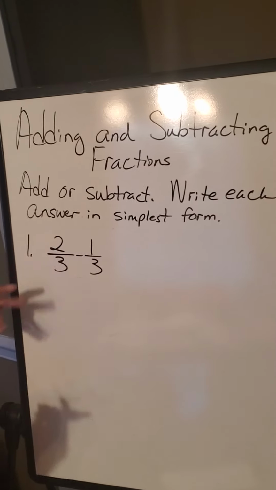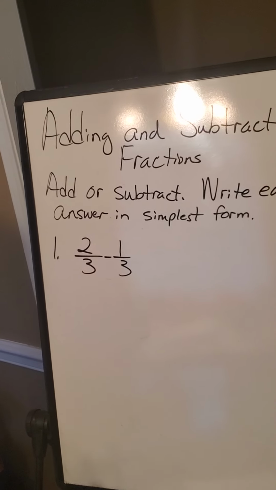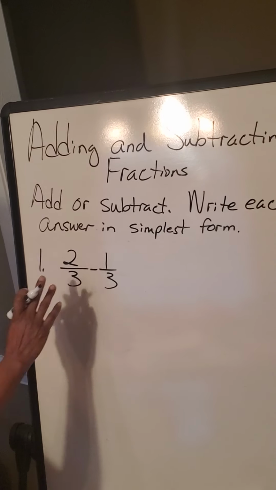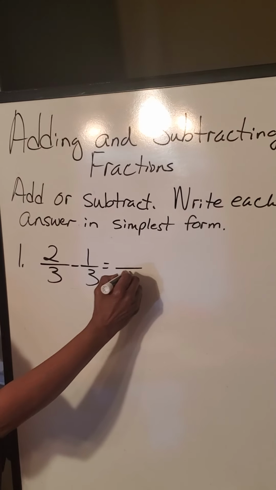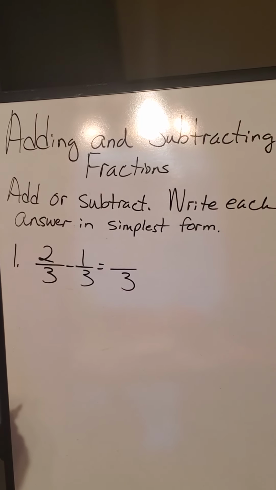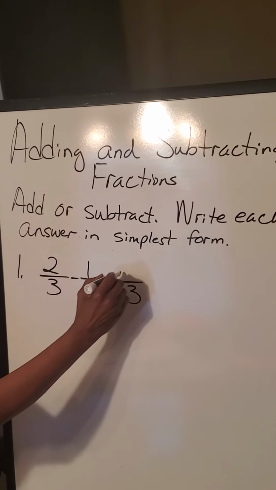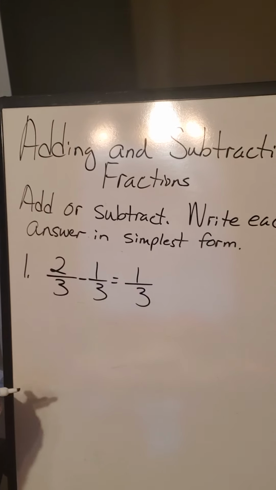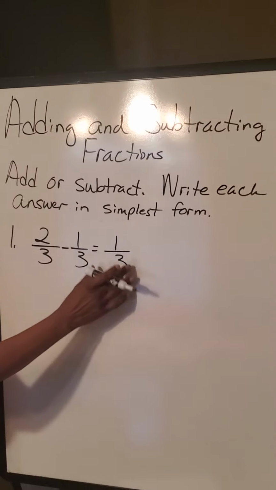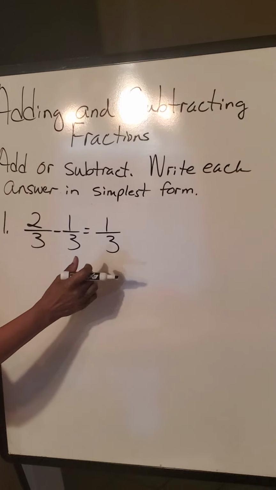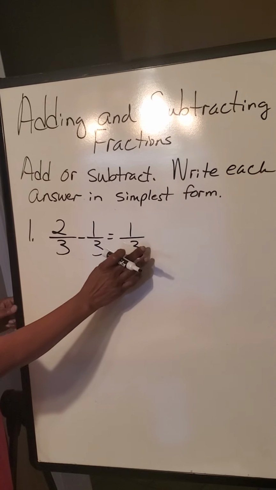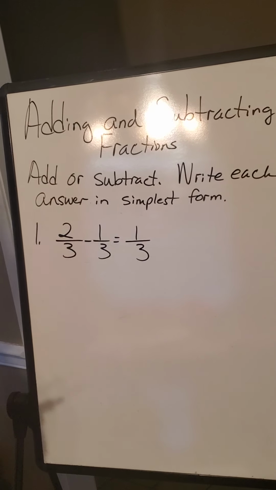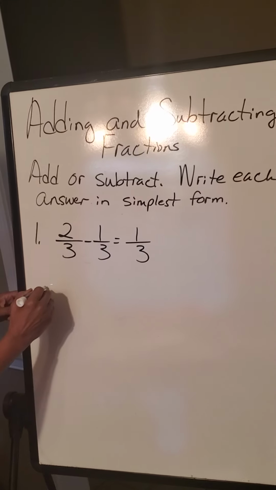Remember, in order to add or subtract fractions, they must first of all have the same denominator. Well, these two fractions have the same denominator of 3, so I'm going to keep that denominator and then subtract my numerators. 2 minus 1 gives me 1, and 1/3 is in simplest form. Well, Miss J, how can I tell if it's in simplest form? If the numerator and the denominator have a GCF of 1, then it is in simplified form.